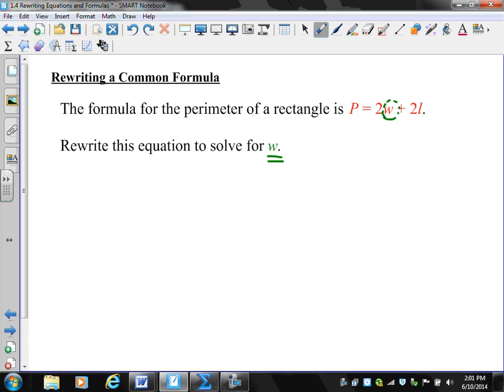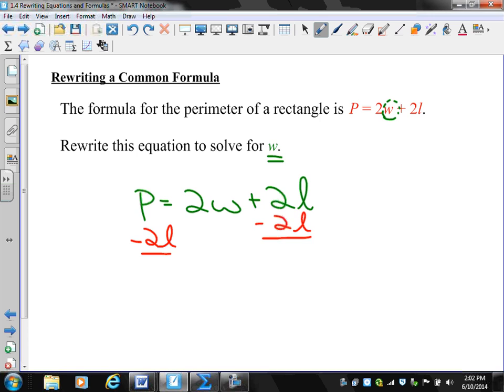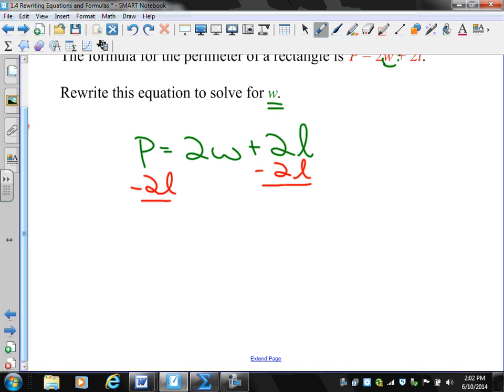So what's the first thing that we need to get rid of? Well, it's this 2L, right? I want to get rid of this adding of 2L. So I'm going to subtract 2L from both sides. When I do that, okay, let's look at the left side here. P minus 2L, those aren't like terms. So I really can't subtract them per se. I just need to write it as P minus 2L, just like that. And then this is going to equal 2W.